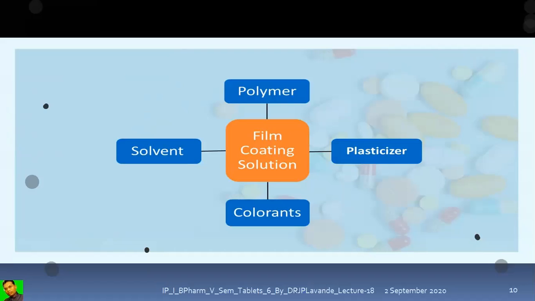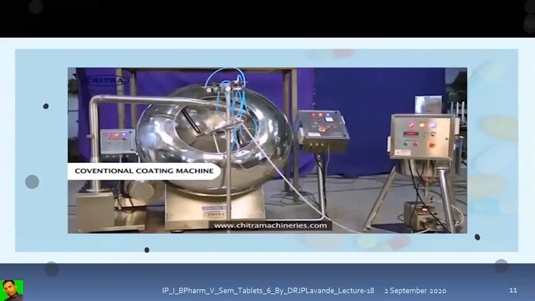What is the purpose of polymer? To get the thin film. What is the purpose of the plasticizer? To get elasticity. What is the purpose of colorant? To make the tablet elegant. What is the purpose of the solvent? It will act as a solvent to dissolve the polymer, plasticizer, and the colorants.